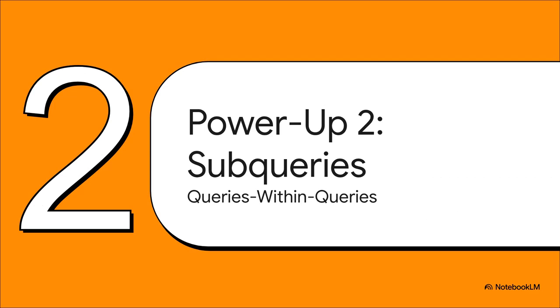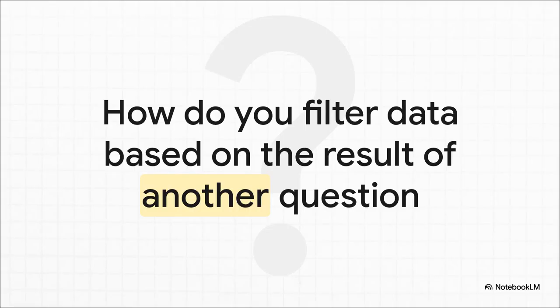Okay, let's build on that with our second power-up. We're leveling up from just tidy queries to smart queries. This is where you learn to solve problems that have more than one step using subqueries. So here's a classic problem. You want to find all the books written by British authors. Simple enough, right? But wait. To do that, you first have to figure out which authors are British. See, it's a 2-part question, and a subquery is the perfect, elegant way to solve it all at once.